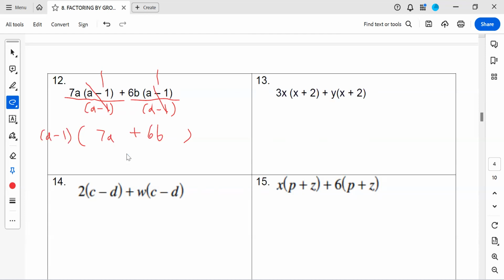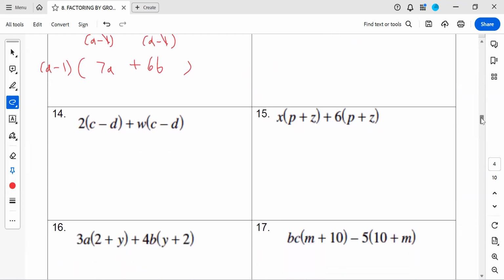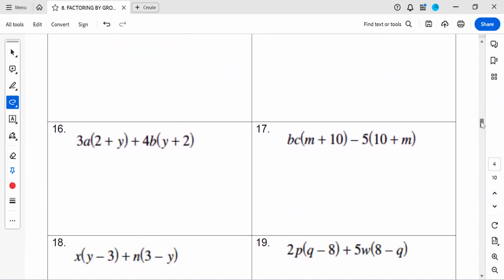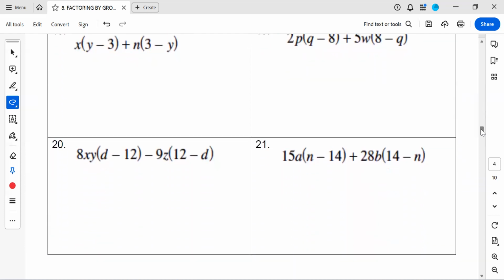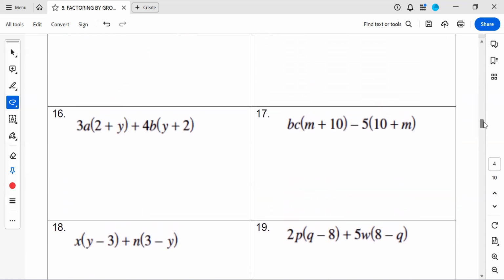Yeah. So after a while, you recognize when we have a common parentheses like this, the second parenthesis is just going to be the two terms on the outside. So after a while, you can just jump straight to that. Go ahead and complete 13, 14, 15, 16, 17, 18, 19. Just complete the rest of the page. And we'll check back in on the next video.